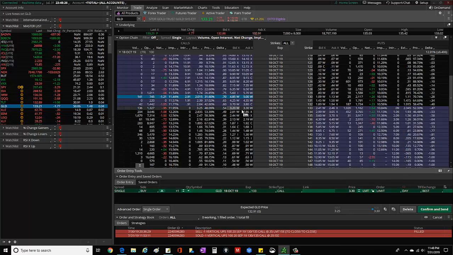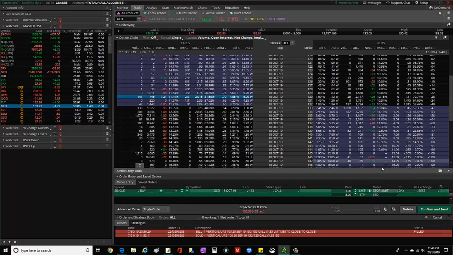So if I don't think $3.30 is the most fair for this, well, I can come here and change this down and say, okay, the most I'm willing to pay is $3 for this particular contract. I'll of course have a limit order. I click confirm and send, and then my order may not get filled immediately. It may not get filled at all, but I'm guaranteed to get at least this price. There's no way I'm going to pay $3.30 because I've told them I'm not willing to pay that much.